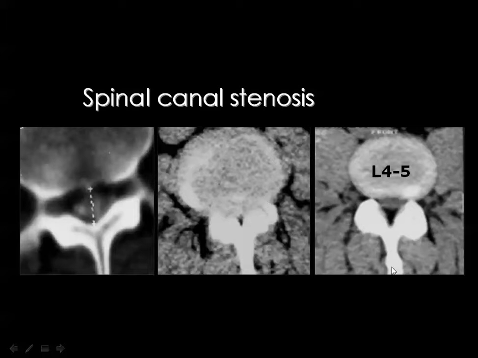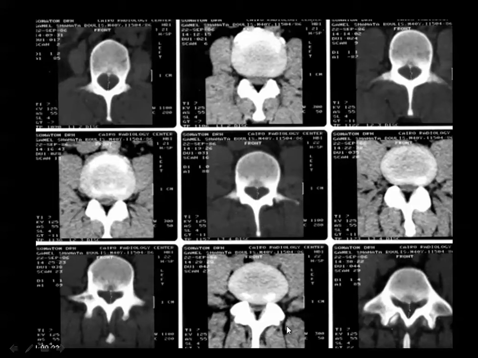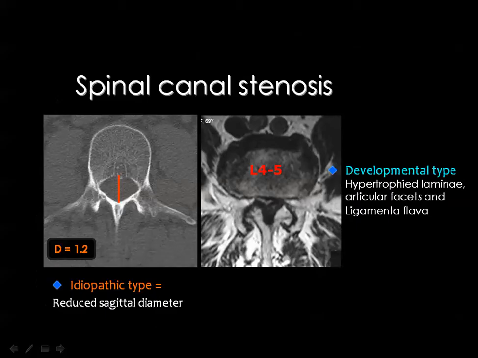This is the normal appearance of the spinal canal. You can see the ligamentum flavum, and you can see that the cecal sac is good. There is adequate epidural fat surrounding the cecal sac. An idiopathic type of spinal canal stenosis, meaning that the sagittal diameter of the spinal canal is less than 13 millimeters.